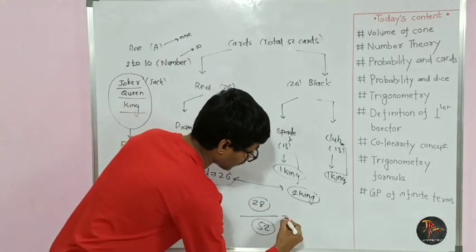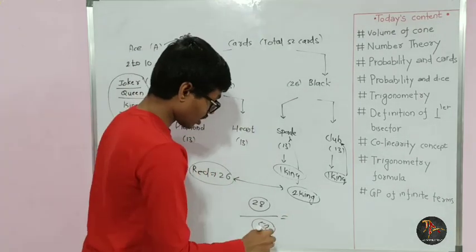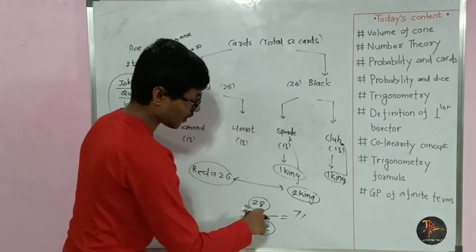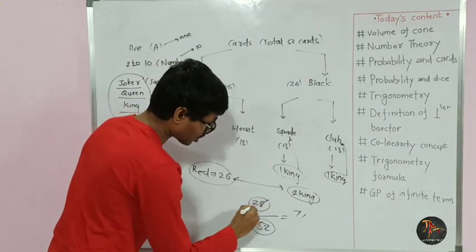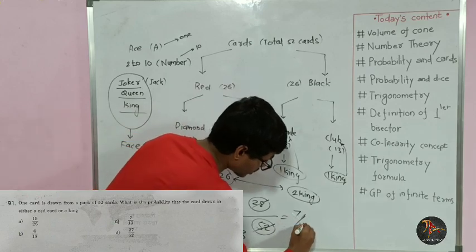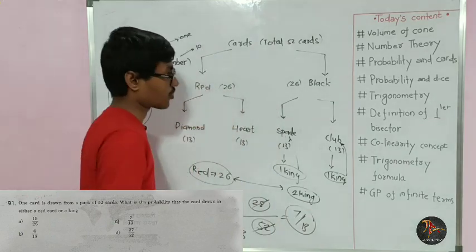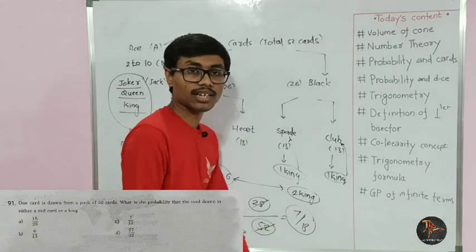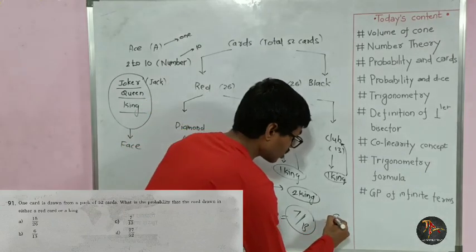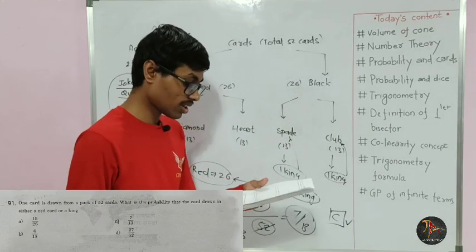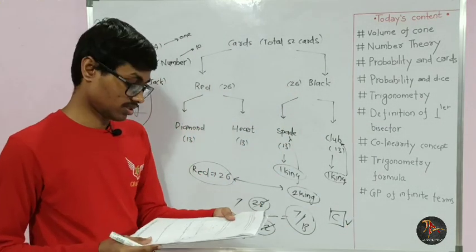टोटल 28. 28 divided by 52. If I divide this by 4, 4 7 is 28 and 13 4 is 52. I will get 7 by 13 as the answer. So correct answer for this question should be 7 by 13 and which is given in option C. So option C should be correct answer for this question.